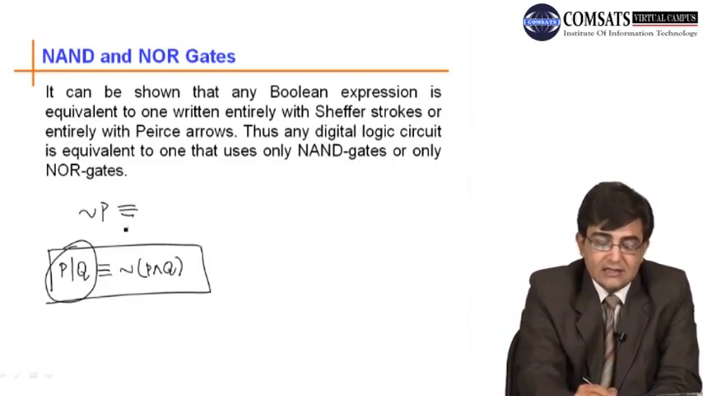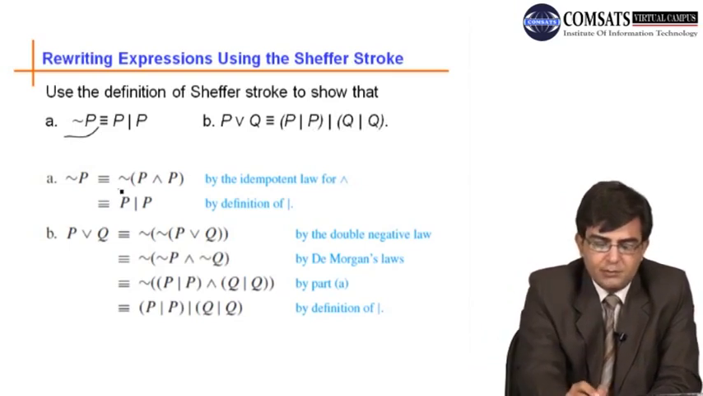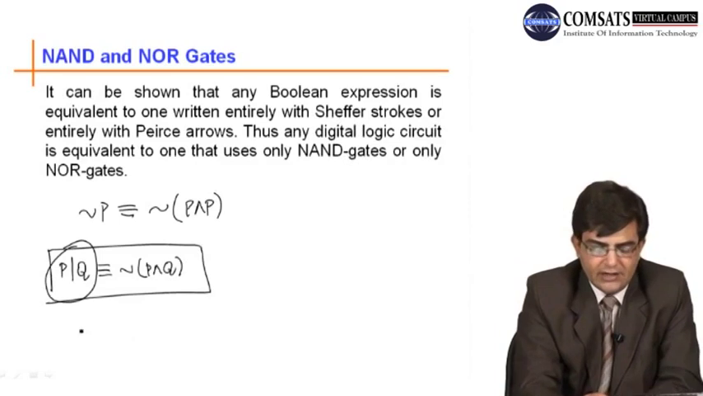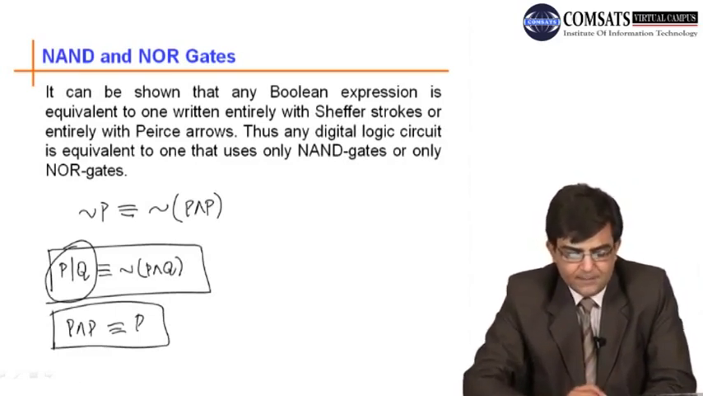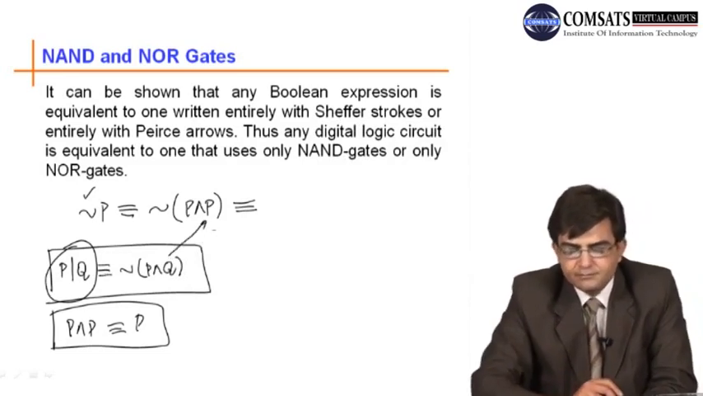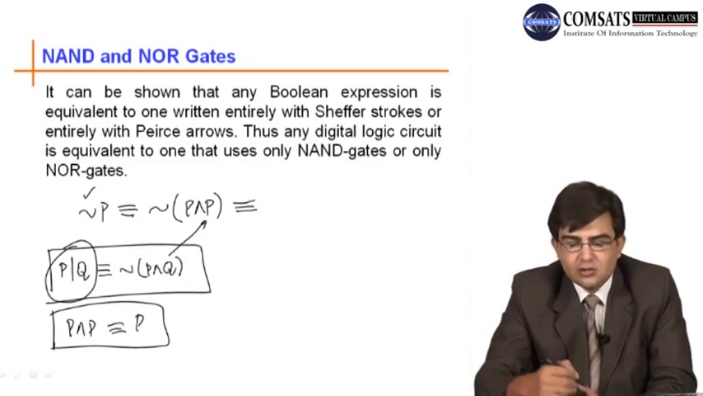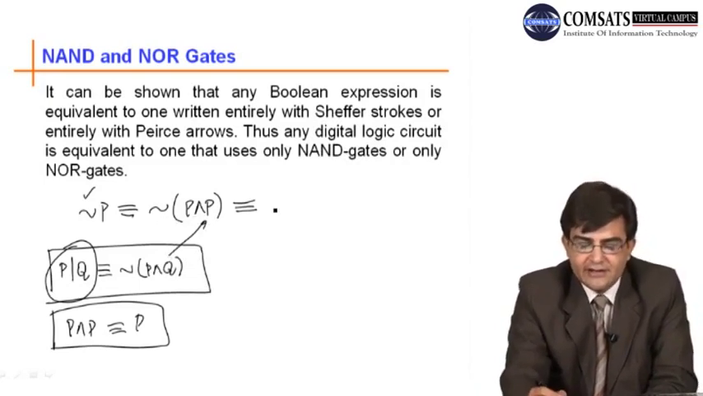NOT P is logically equivalent to NOT (P and P), and you know that P and P is logically equivalent to P. We have discussed it in the rules of logic or laws of logic. So we can write P as P and P, and here we already have the NOT. Now instead of Q we have P here. So we have to use the definition of the shuffle stroke to convert this Boolean expression into an expression which contains only the shuffle stroke. So here we have NOT (P and P), and instead of Q we have P, therefore we can write it as P shuffle stroke P.